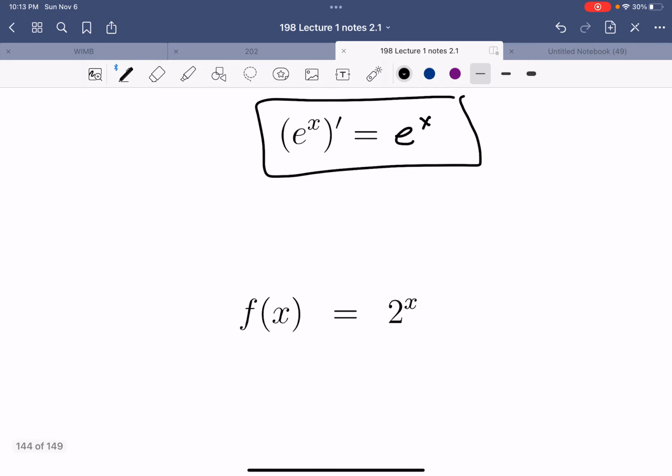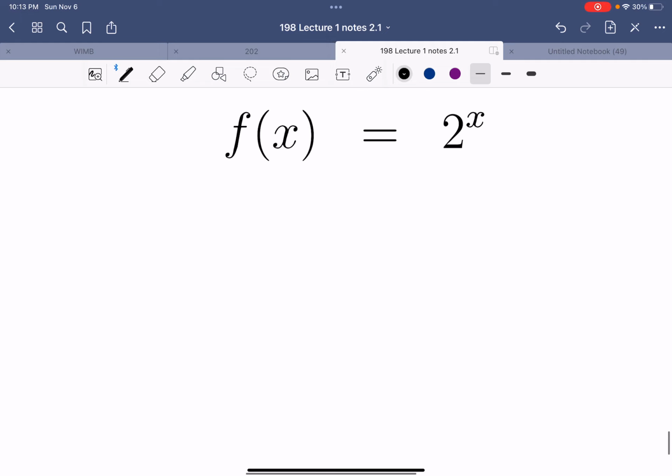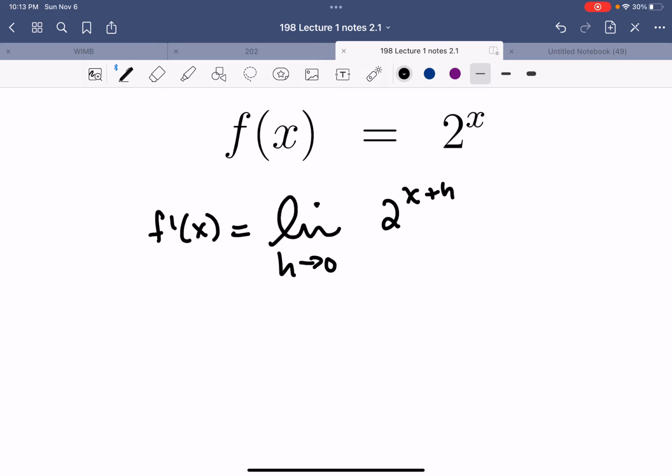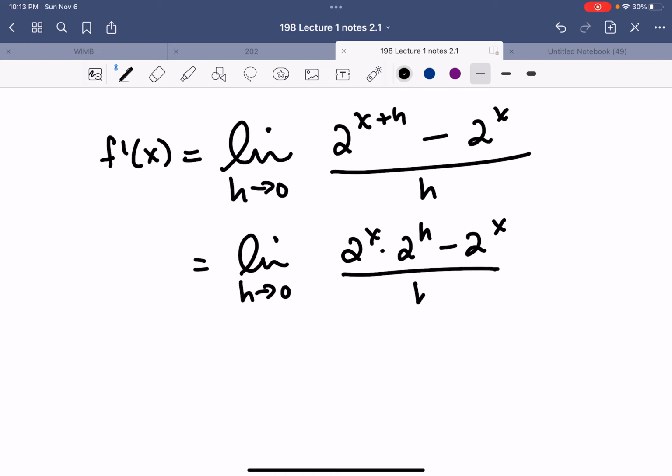All right, now if we have a different number to the power of x, we're going to do the same exact thing. So this is f prime of x equals the limit as h goes to 0 of 2 to the x plus h minus 2 to the x all over h. And we split it the same exact way. So 2 to the x times 2 to the h minus 2 to the x all over h.